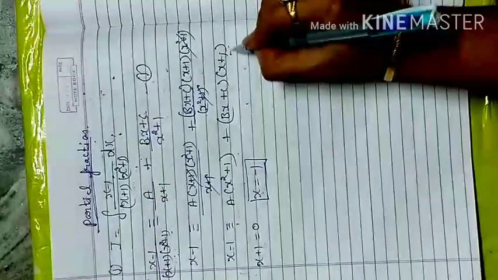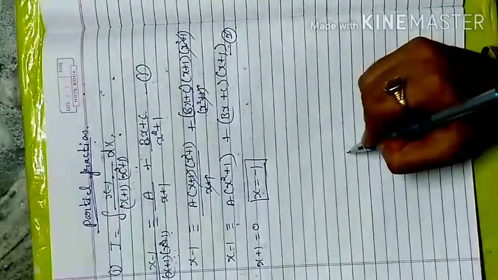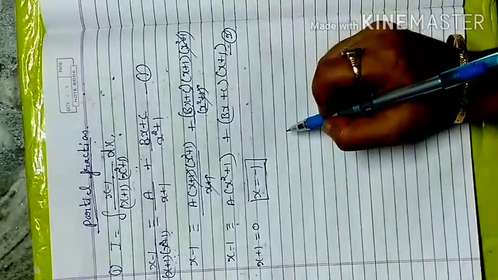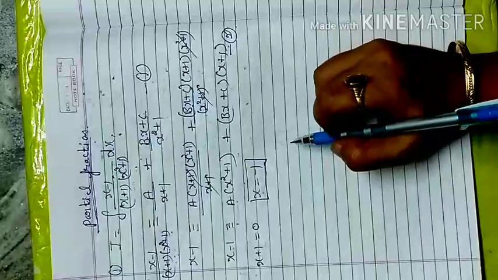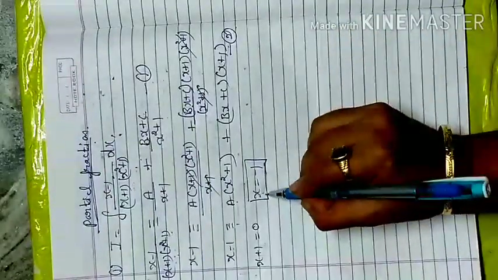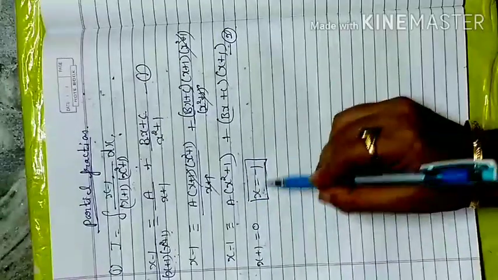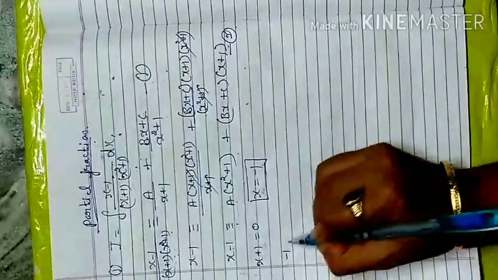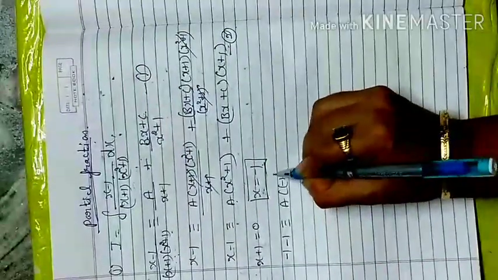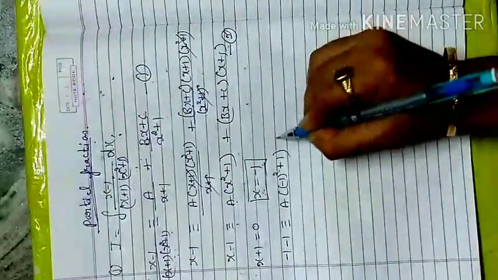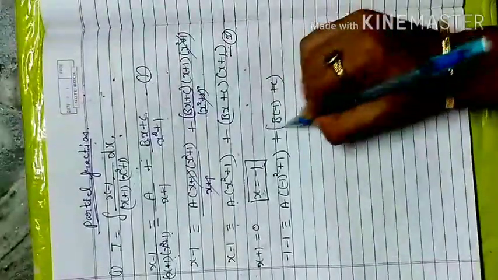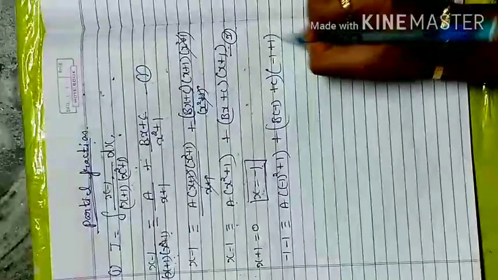I have to pass this through my second equation. So if I pass it through the second equation, I will find which variable value I have identified among these three variables. So now we substitute x is equal to minus 1 in this equation. Here, minus 1 equivalent to a(minus 1 square plus 1) plus b(minus 1 plus c)(minus 1 plus 1).